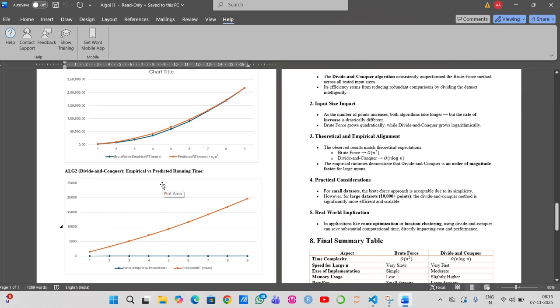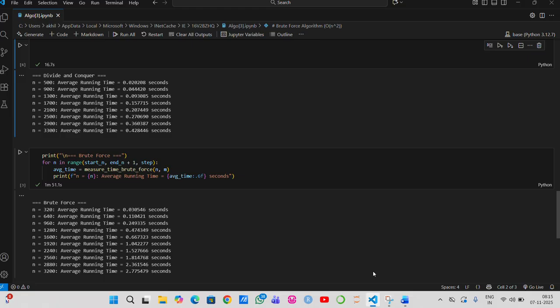It also taught me how to design fair experiments by keeping inputs consistent, averaging over multiple runs, and comparing both the empirical and the predicted performance using the proper constants. Overall, this experiment successfully demonstrates that the divide and conquer approach scales far better and matches the theoretical O(n log n) expectation.